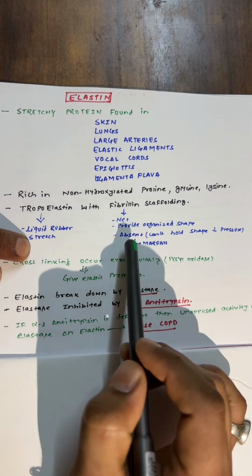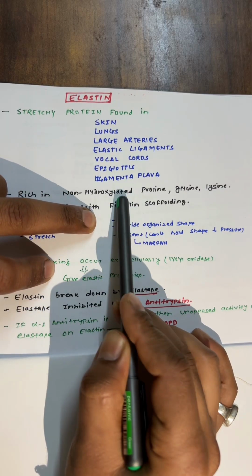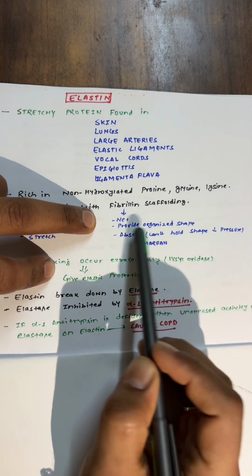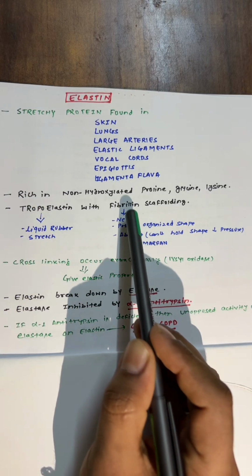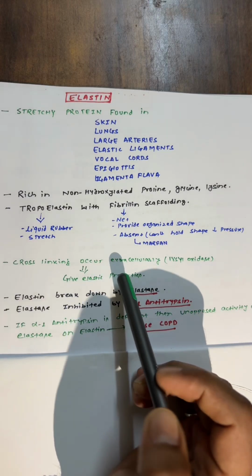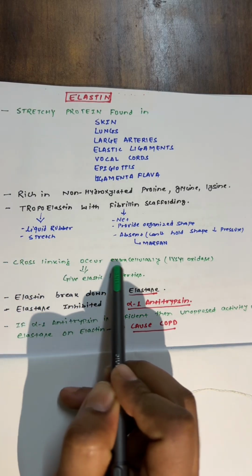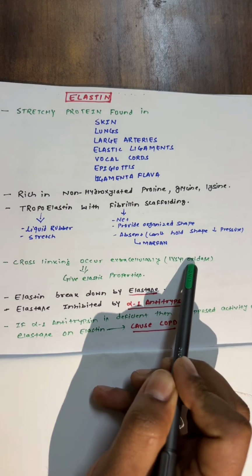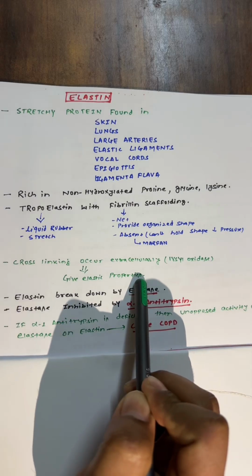The reason I'm focusing on fibrillin is that if fibrillin is absent, it can't hold a shape, and that actually happens in Marfan syndrome. In Marfan syndrome there is an absence of fibrillin. Now, like collagen, when elastin forms in our body, cross-linking occurs extracellularly with the enzyme lysyl oxidase, and it gives elastic properties.